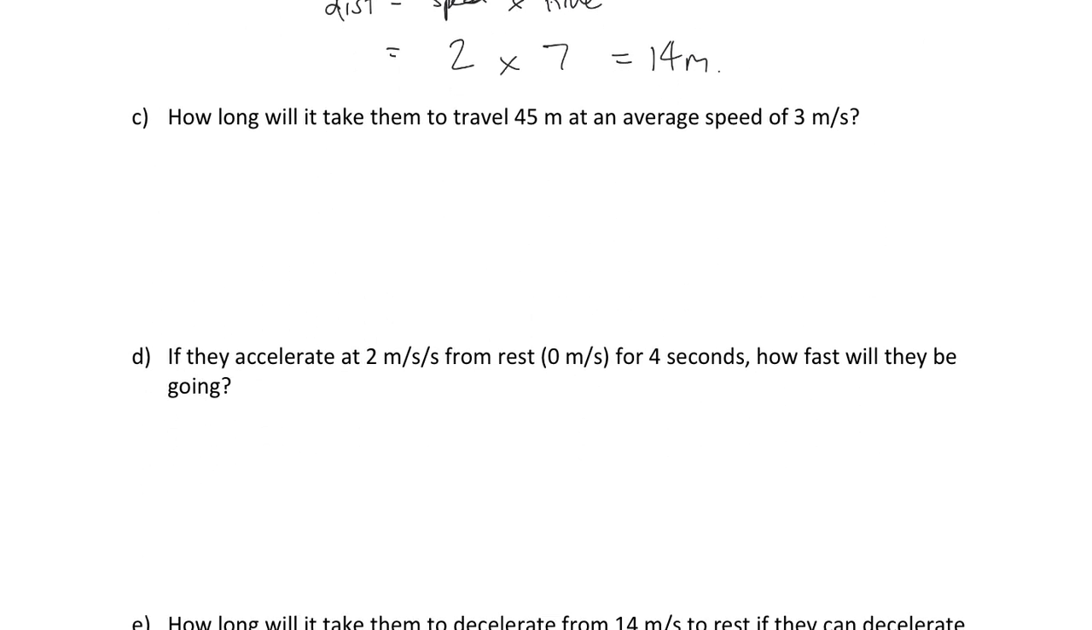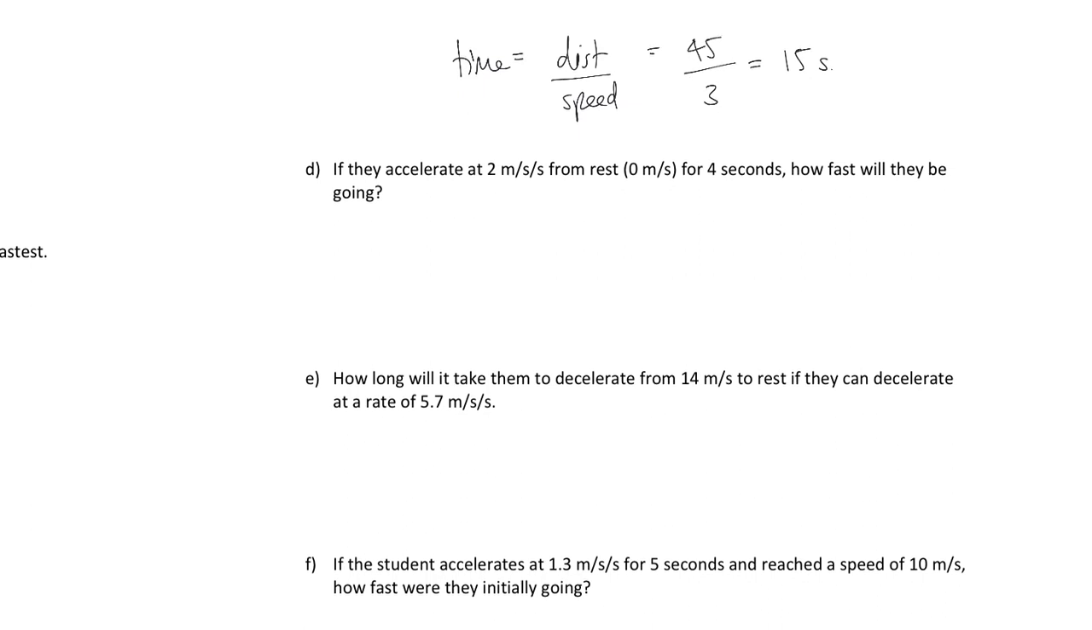So how long will it take them to travel 45 meters at an average speed of 3 meters per second? Okay, so that's time is equal to distance over speed, which is equal to 45 divided by 3, which is equal to 15 seconds. Right? You really should show your working as well if you want to get full marks.